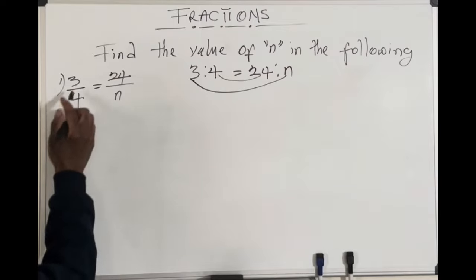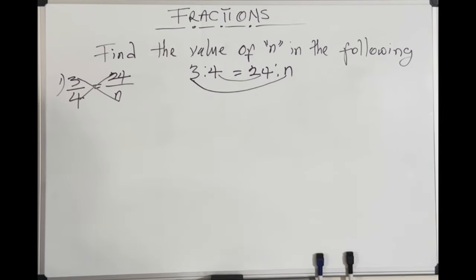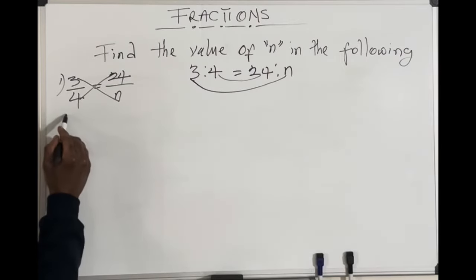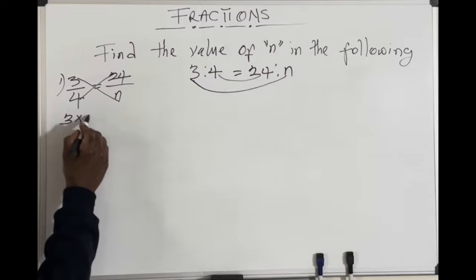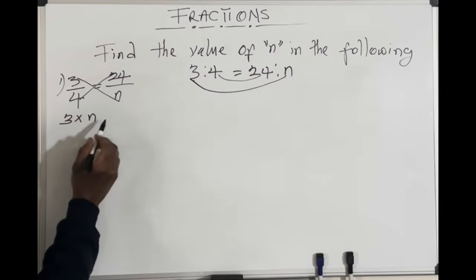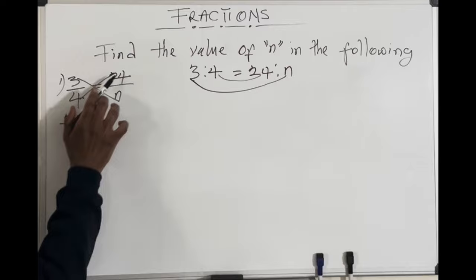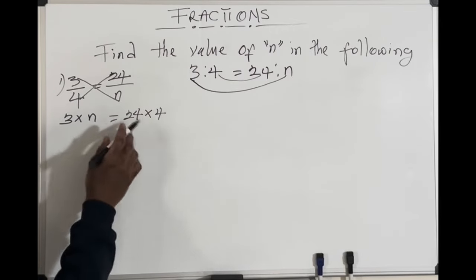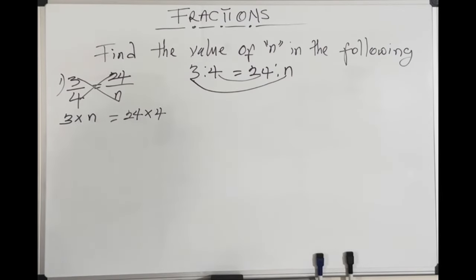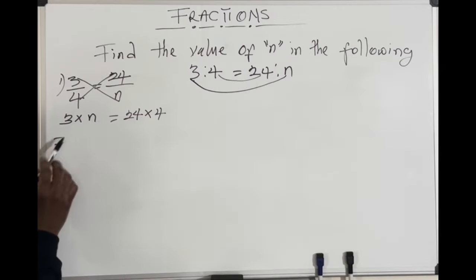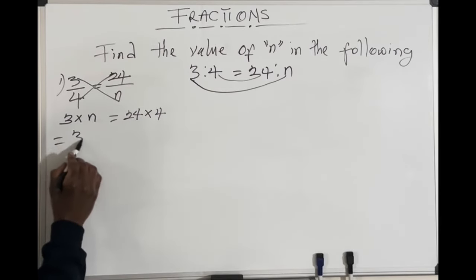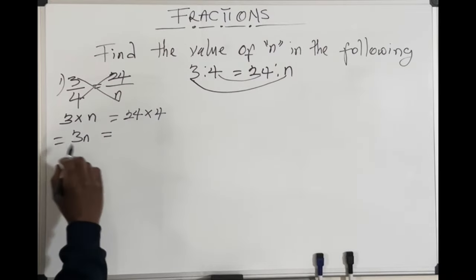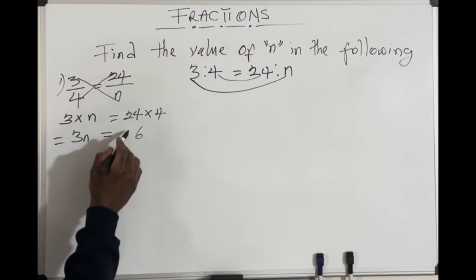When it's in this form too, you just do cross multiplication. So we're looking for n. So 3 times n, then the equal sign, and then 4 times 24 or 24 times 4. It doesn't matter. So 3 times n gives us 3n, which is equal to 24 times 4.